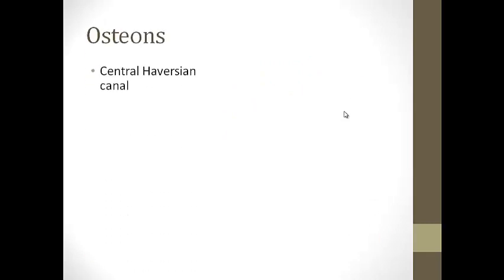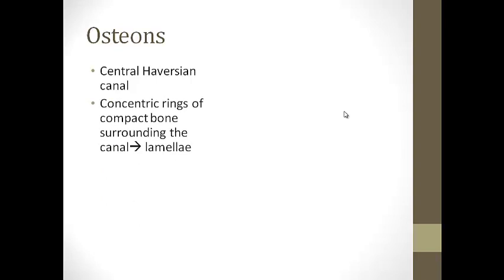So osteons have the central haversian canal. That's the canal that had the neurovascular bundle. It's called the central haversian canal, surrounded by concentric rings of bone. So there are concentric rings of compact bone surrounding the canal. And each ring is called a lamella.